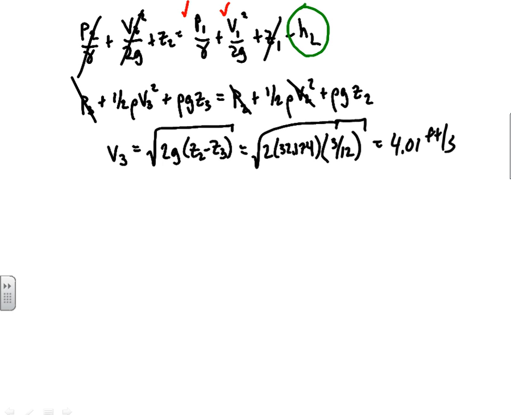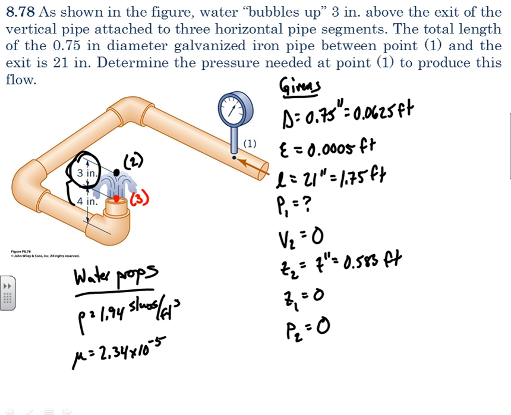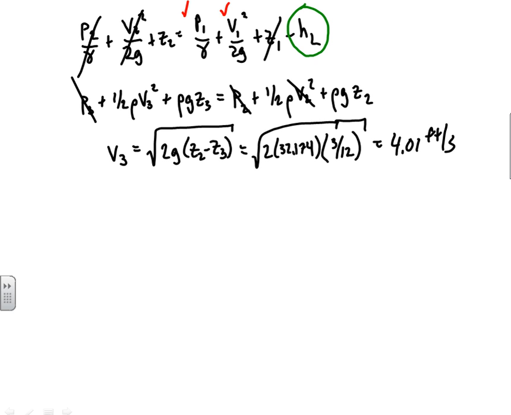Now I know the velocity at point 3. The flow at that location has the same diameter as the pipe, so everywhere else, due to the continuity equation, since we all have the same diameter, is going to have the same velocity. Throughout the pipe, we're going to have that velocity of 4.01. So this is also equal to V1.